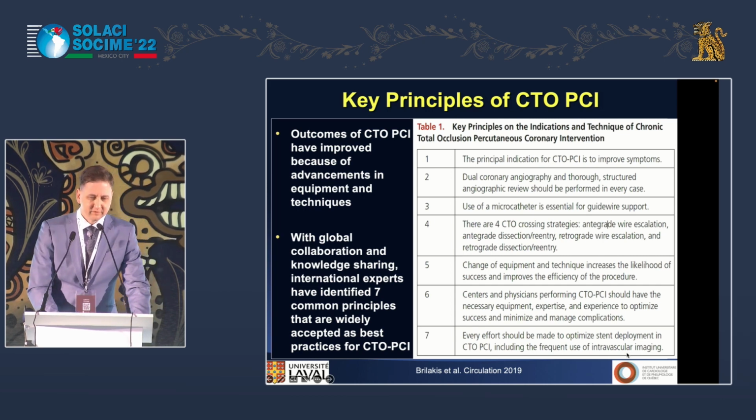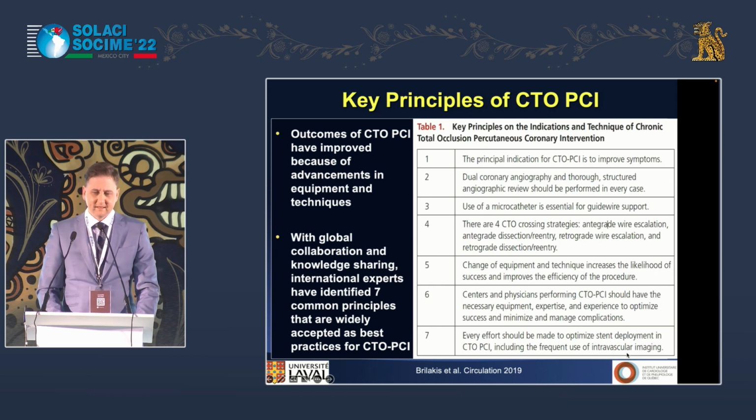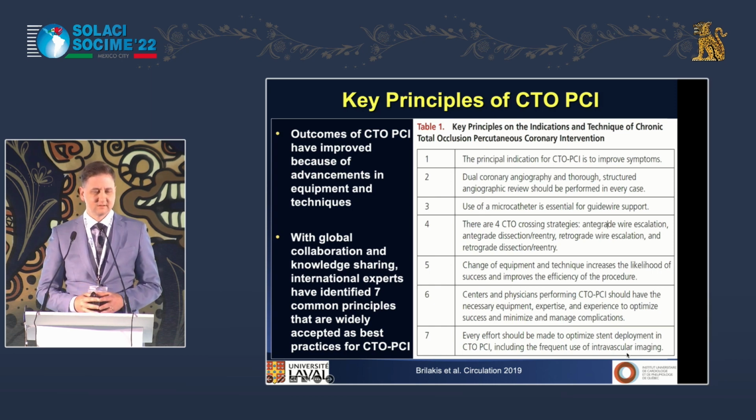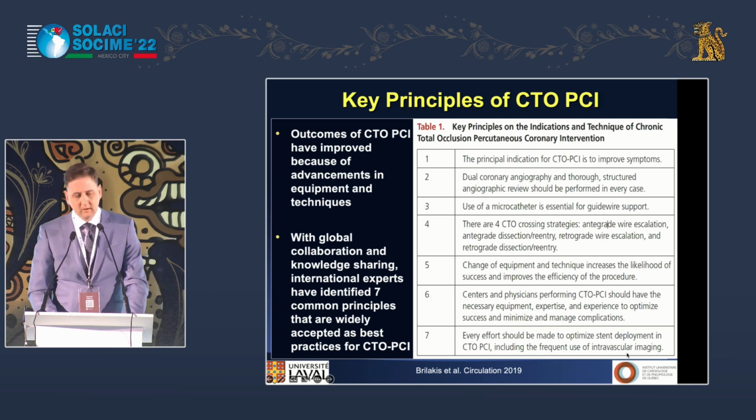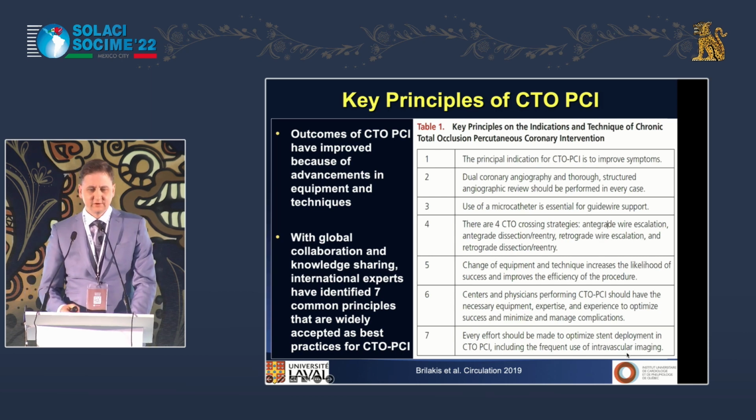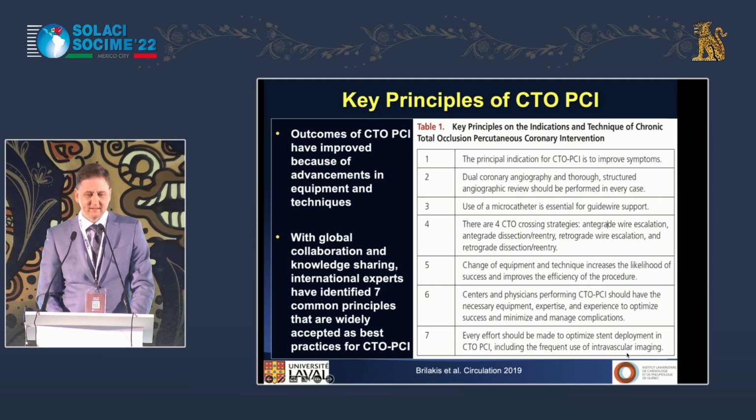The fifth principle is that change of equipment and technique increases the likelihood of success and improves the efficiency of the procedure. Then centers and physicians performing CTO PCI should have the necessary equipment, expertise, and experience to optimize success. And finally, every effort should be made to optimize stent deployment during CTO PCI.